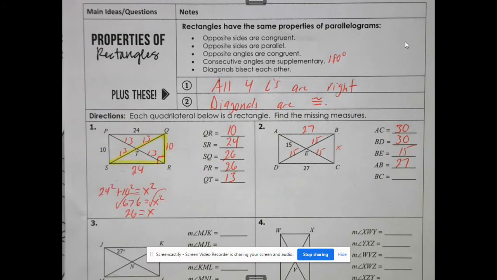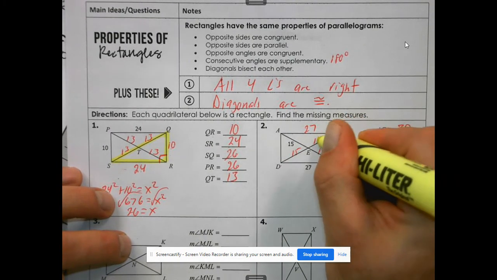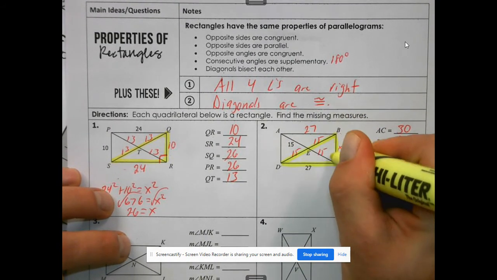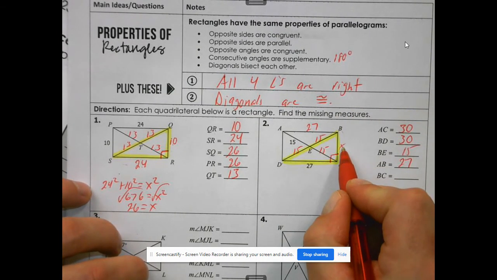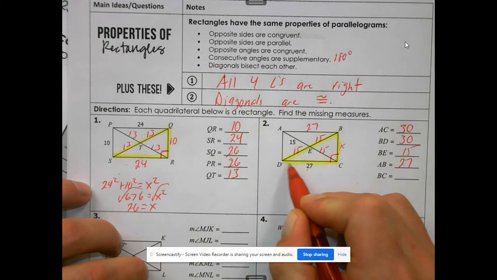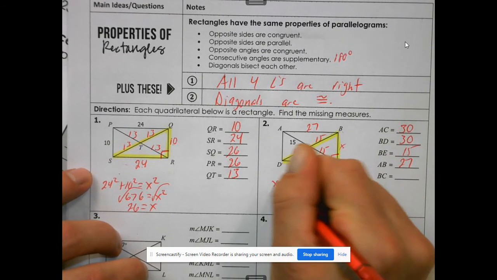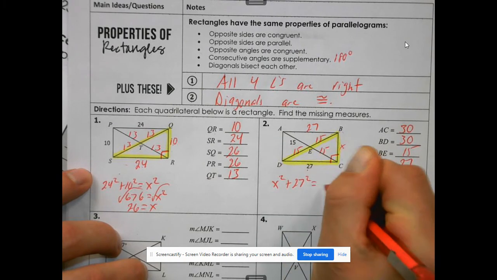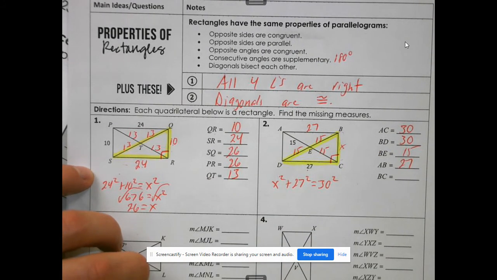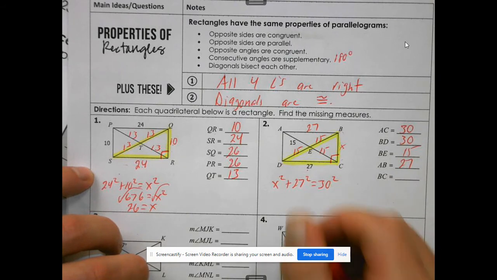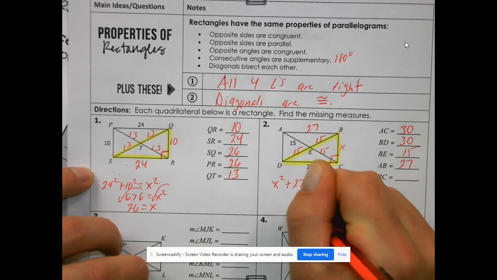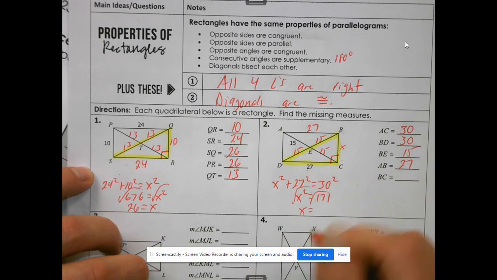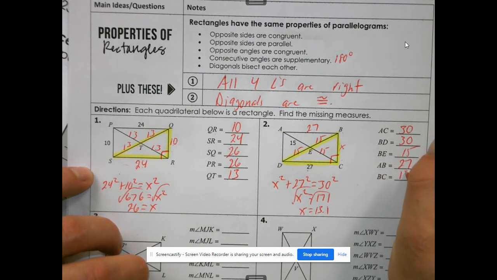Once again, we have to use the Pythagorean theorem. Let me highlight the triangle for you. My 90 is right here. A squared plus B squared equals C squared. So X squared plus 27 squared equals 30 squared. Subtract over the 27 squared. In the calculator, you would type in 30 squared minus 27 squared. If you do that, you should get 171. Then we square root that, 13.1. So BC is 13.1.